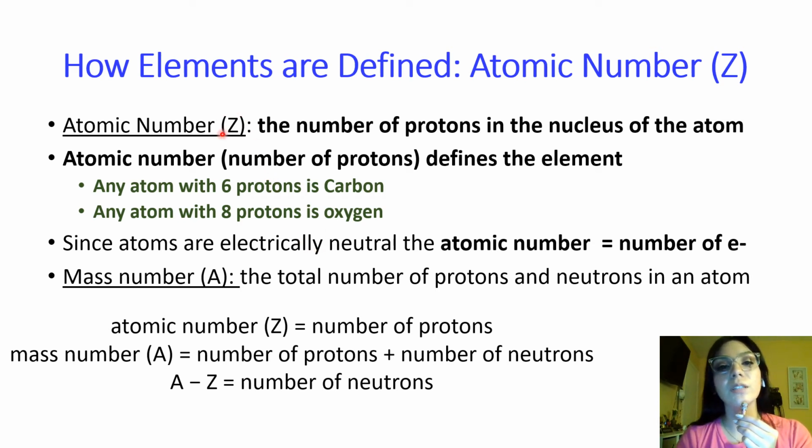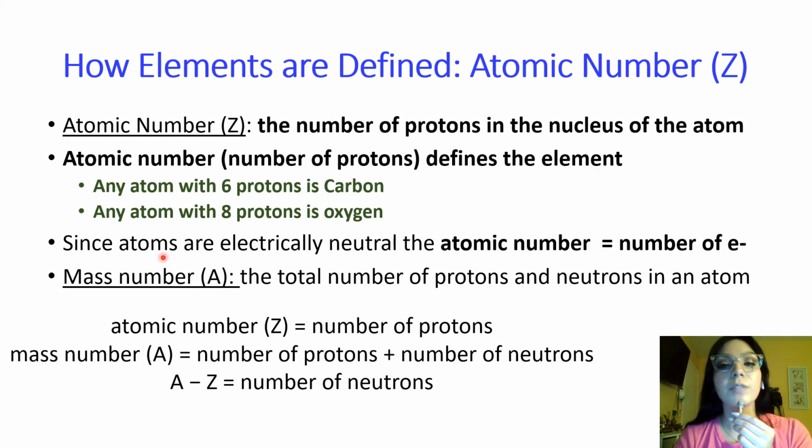And we denote this with the capital letter Z. And we know that what contributes to the mass of an atom is not only the protons, it's the neutrons as well. And that makes up a number called the mass number. So for the entire mass of the atom, we denote it with the letter A. It's the total number of protons and neutrons.